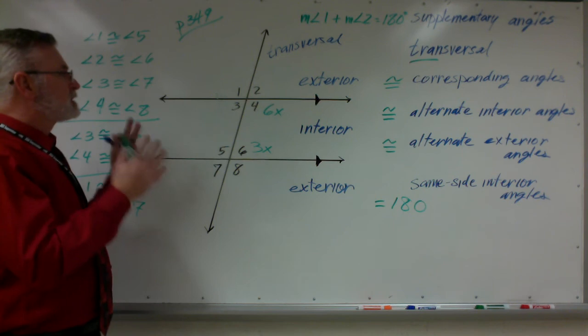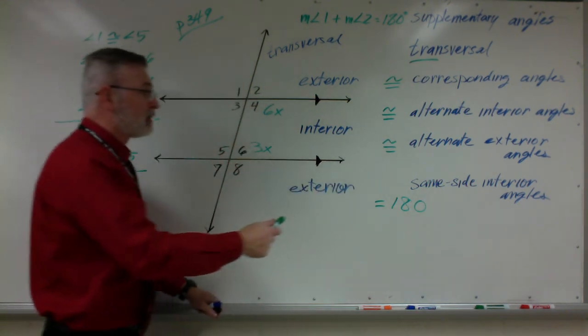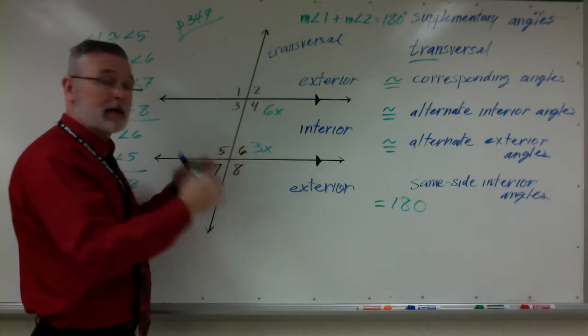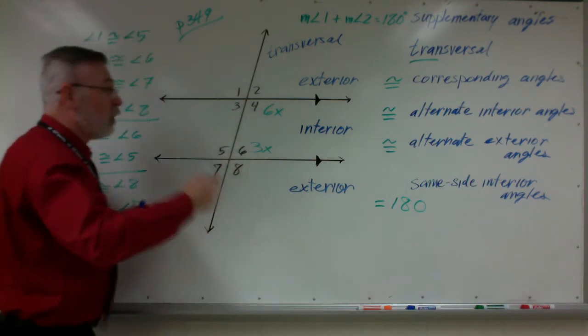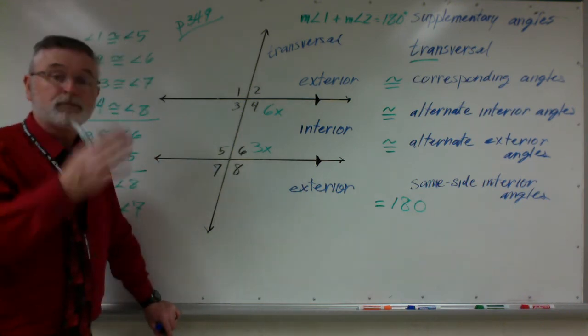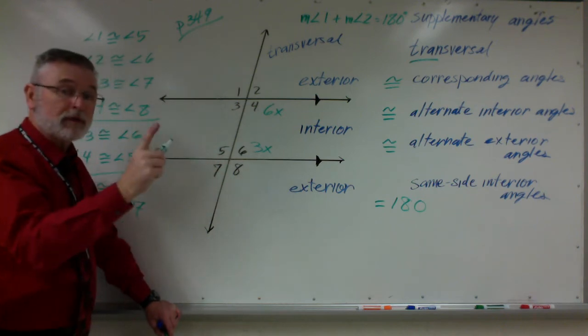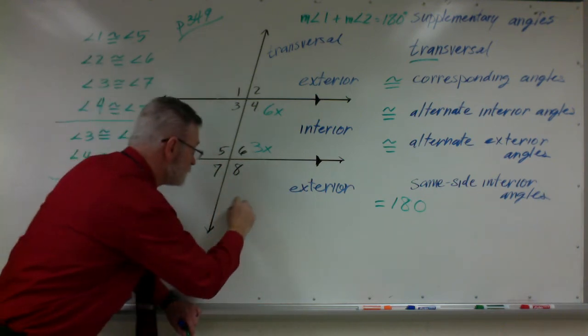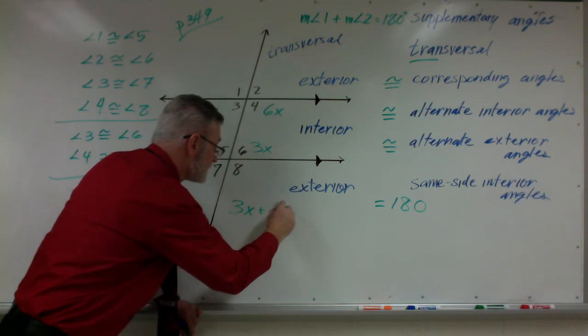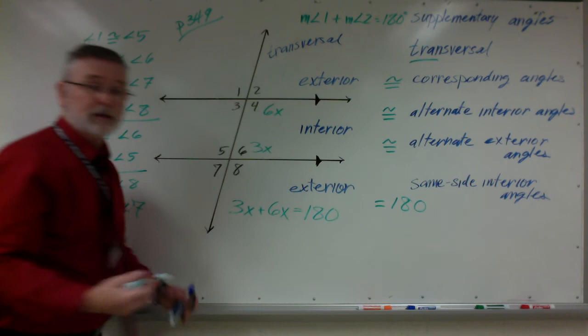Yeah, they're same side and they're interior. So same side interior angles, that means the 2 of them together make 180 degrees. So what I'm going to do is this, and we don't have a lot of experience with this yet, so watch. I know that if those 2 are put together, they total to be 180. So all I'm going to do is say that 3x plus 6x equals 180 degrees.